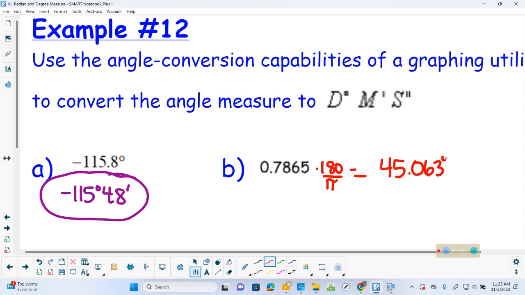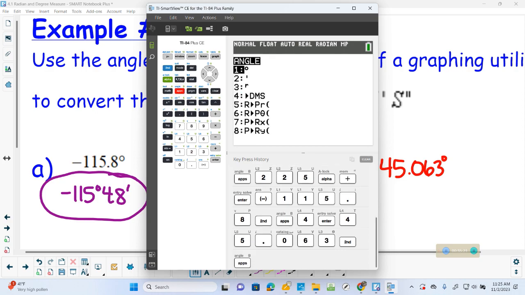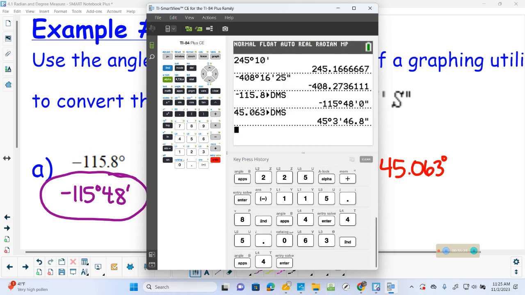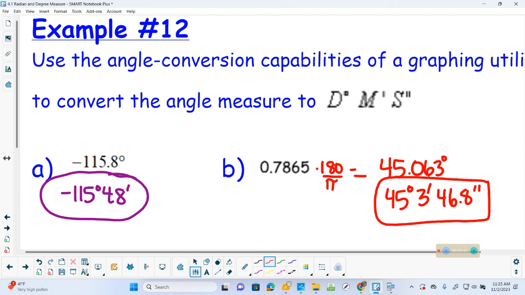Now here's the deal. I'll have some poor kid do that and they circle it and they're like, I'm done. And I'm like, wait a minute, is this degrees, minutes, seconds? No, you have to pull up your calculator now and have it do it for you. So 45.063, second apps and number 4. So 45 degrees, 3 minutes, 46.8 seconds. Just be on the lookout for that. They might get fancy and give it to you in radians, and you first need to convert it.